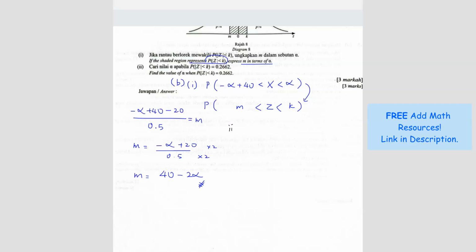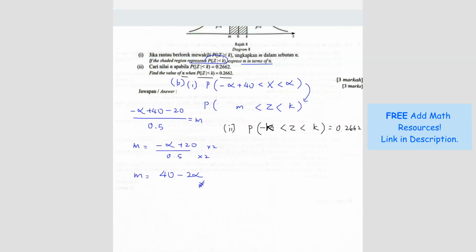Alright, so B2. Find the value of alpha when the shaded region here is, okay, so they gave us this. If I rearrange, it becomes z, m and k, but since they wrote k here, this k is actually the same. Negative k equals 0.2662. So there are two ways we can solve this. Either you use a table or you use your calculator. I'm going to use a calculator, but I'll show you how to solve with the table as well.